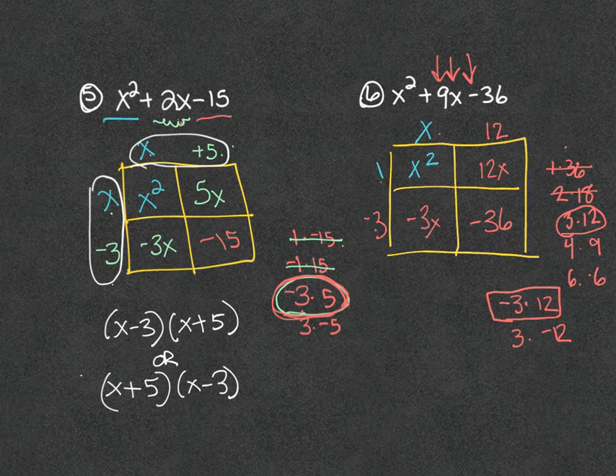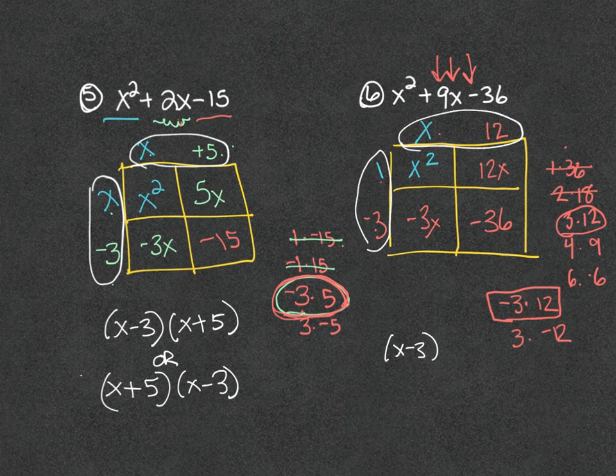And then I'm going to combine like terms. So here's my x squared, that's correct. The -3 and the positive 12 would make a positive 9, which is correct. And there's my -36. So now I'm ready to write my answer. When I write my answer, I'm going to have that this is x minus 3 and that this is x plus 12. And we want to remember that that could also mean x plus 12 times x minus 3.